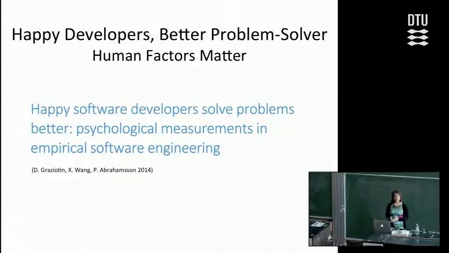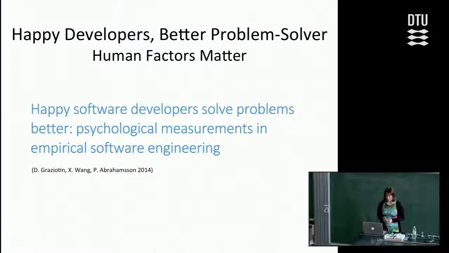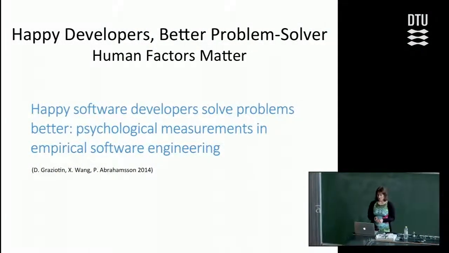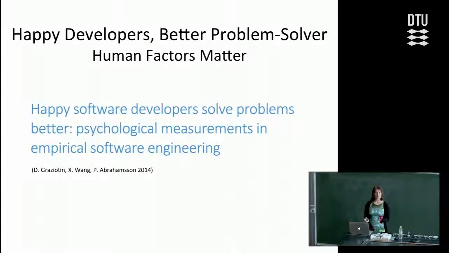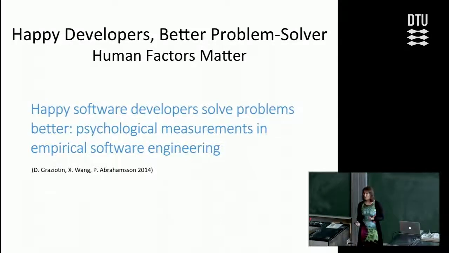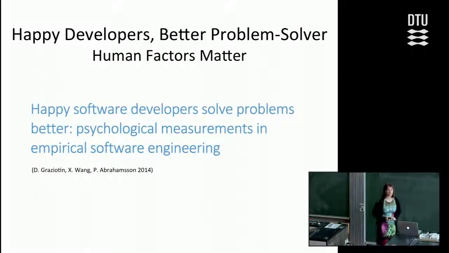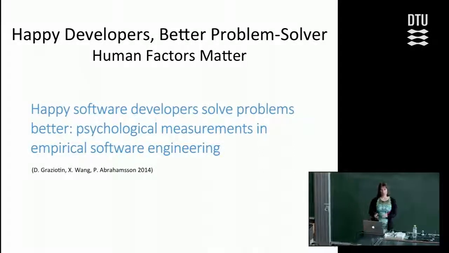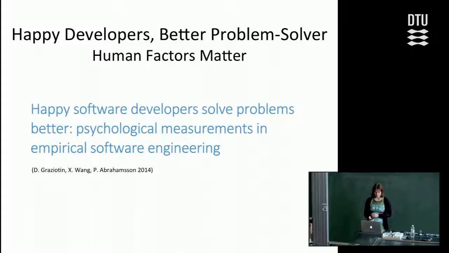Something which I think has not been addressed until recently, and it's also a little bit against the common intuition that the only thing you need in order to be a good developer is to be smart, to have high cognitive abilities, and then things will go well. But as you can see from this research, the emotional dimension is also quite important.